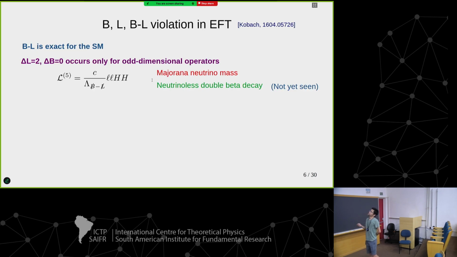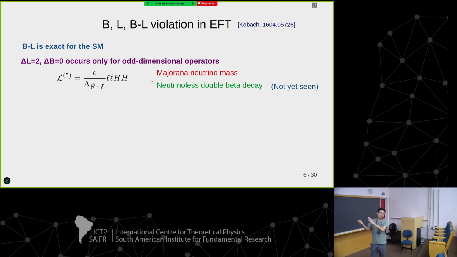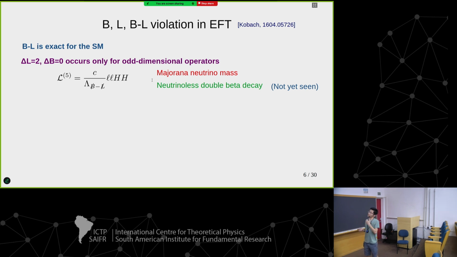So this is just a summary for the B, L, and B minus L violation in the EFT. If you look at the higher dimension operator related to Majorana mass, we violate the lepton number by 2 units but conserve baryon number. This has been proven if you construct the higher dimension operators only with the standard model fields, not new fields, so you believe these are the only light degrees of freedom. This operator can only be realized at odd dimensions, like 5, 7, 9, 11, and so on. The first one, of the lowest order, is the dimension 5 that we have seen.